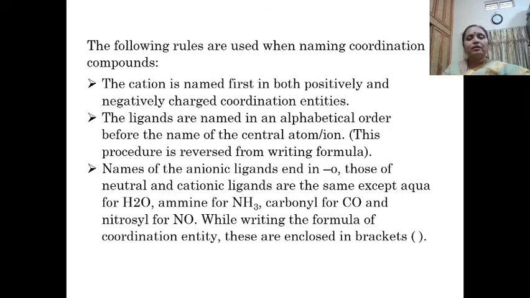Now let us see the rules which we are going to use while naming the coordination compounds. The cation is named first in both positively and negatively charged coordination entities. The ligands are named in alphabetical order before the name of the central atom or ion. This procedure is reversed for writing the formula.